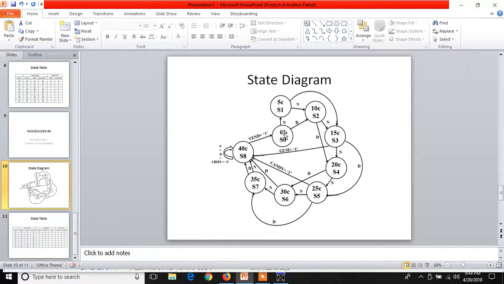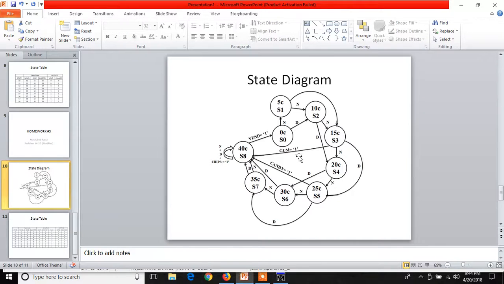It all starts at state 0, and if a nickel is inserted, it goes to 5 cents. If a nickel is inserted again, it goes to 10, 15, 20, 25, 30, 35, and then 40. And then just like how nickel did, if dime was inserted, it goes to 10 cents. And then if a dime is inserted again, it goes to 20, 30, and then 40.